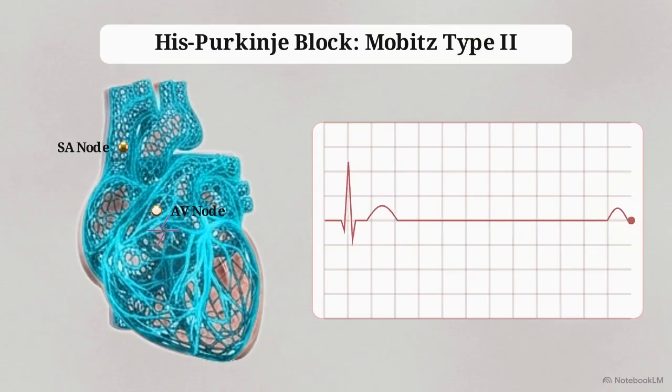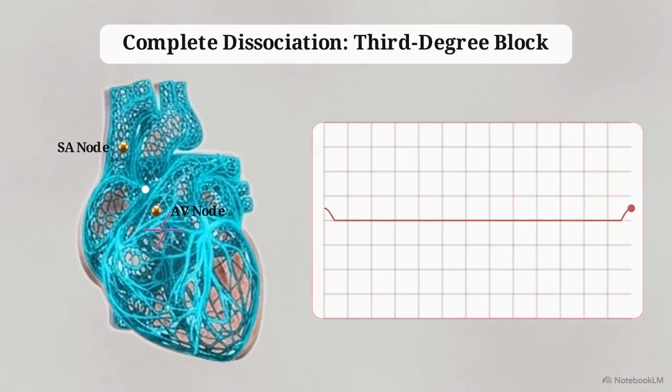Second-degree Mobitz type 2 is a much more serious finding. This is an intermittent structural block located deeper in the His-Purkinje system. It drops ventricular beats suddenly, without any prior PR prolongation, indicating a failure of the conduction hardware itself.